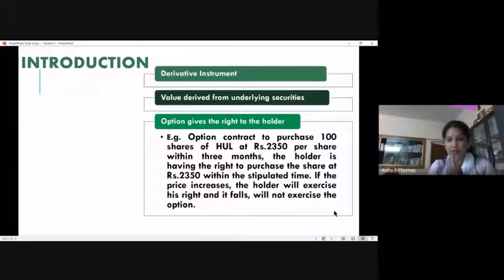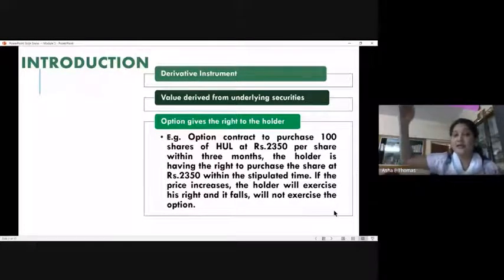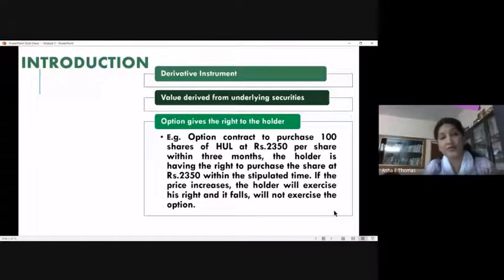So in this particular case, this person will exercise his right only when the share price of HUL has increased above 2,350 within the final date. He will exercise his right. If not, he is not going to, generally, because he will just look at what premium he has paid, and he will see what the decrease in price is.